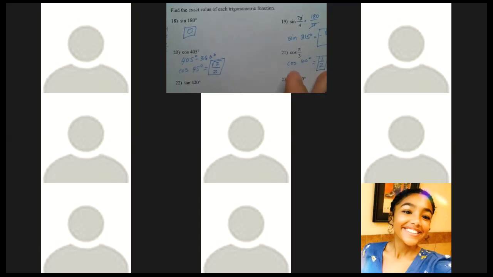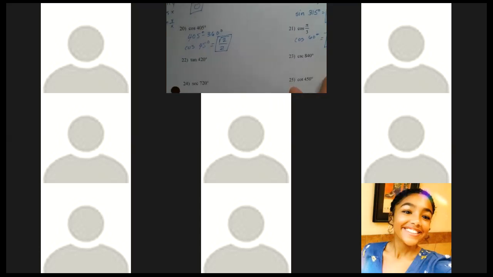Okay, tangent of 420 degrees. So what should I do with that 420? Subtract 360. Subtract it by its last perfect circle. And what would that give me? 60. So what's tangent of 60 degrees? Y over x. The radical 3 over 2 over 1/2. What happens to the 2's? They cancel out. So would it just be radical 3? Just be radical 3.